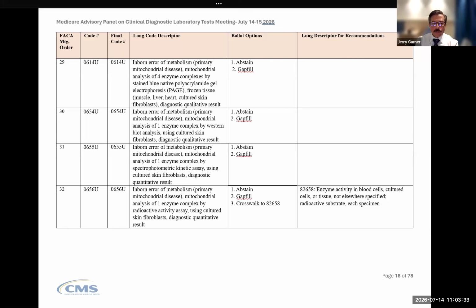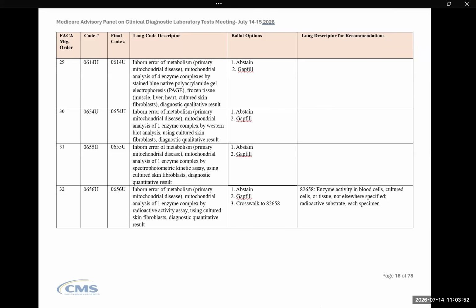The closest potential crosswalk is 84181, protein Western blot with interpretation and report, blood or other body fluid. Both align on methodology but vary on specimen type, which can impact resource usage.